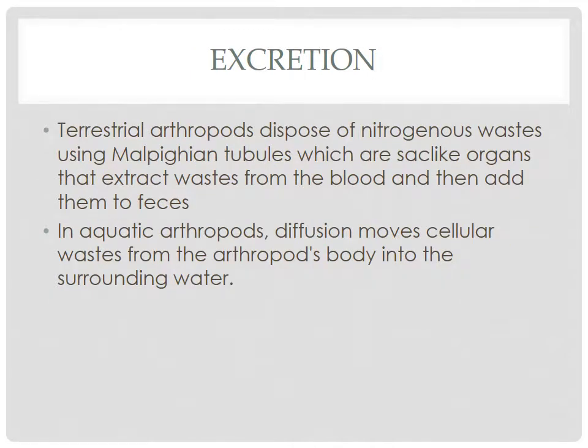Arthropods have a really unique way of getting rid of nitrogen waste, and it's kind of fun to say. Terrestrial arthropods will actually dispose of their nitrogen waste using Malpighian tubules, which, who doesn't want to say Malpighian? It makes you sound smart. These Malpighian tubules are sac-like organs, and what they do is extract the nitrogen waste from the blood and allow it to be added to the feces. Our aquatic arthropods will still use diffusion for getting rid of nitrogen waste into the surrounding water.